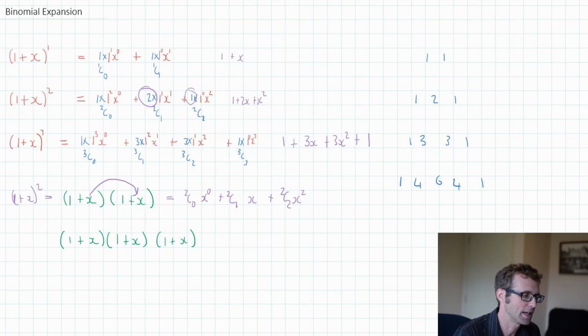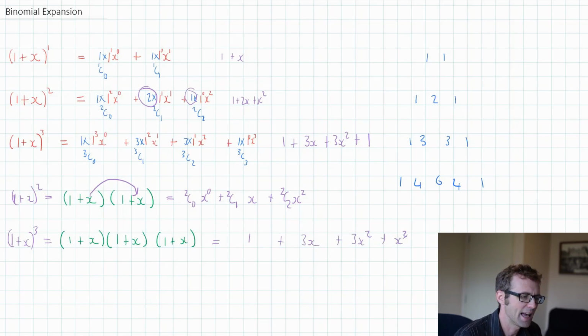Let's apply this logic again to the next line, 1 plus x all cubed. And you know when we expand this, we get 1 plus 3x plus 3x squared plus, not 1, plus 1x cubed. Alright, well, let's put in our combinations again.